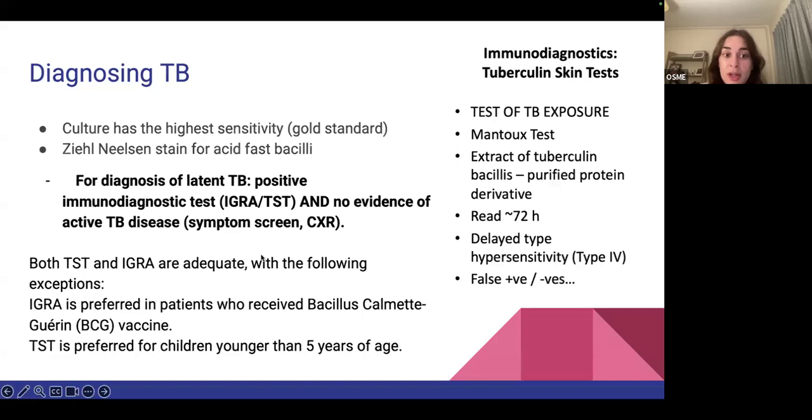The gold standard and the best way to test for TB is actually the Ziehl-Neelsen stain for acid-fast bacilli. So that's what will tell you it's TB in the question. And they love asking about this in lab med.